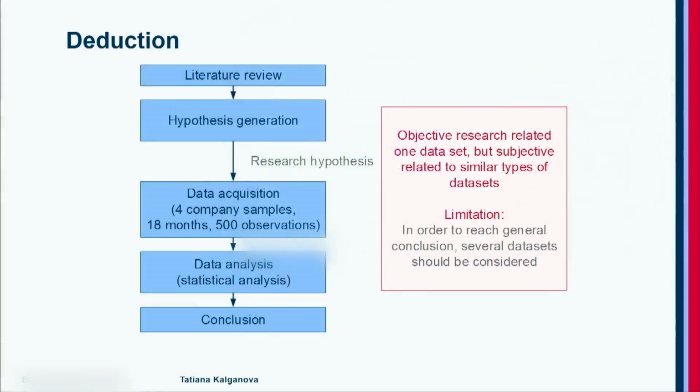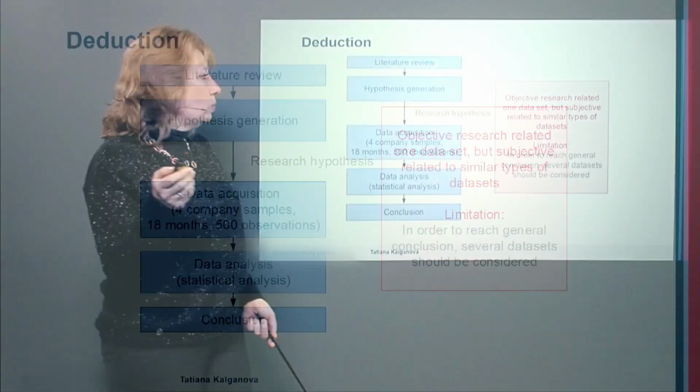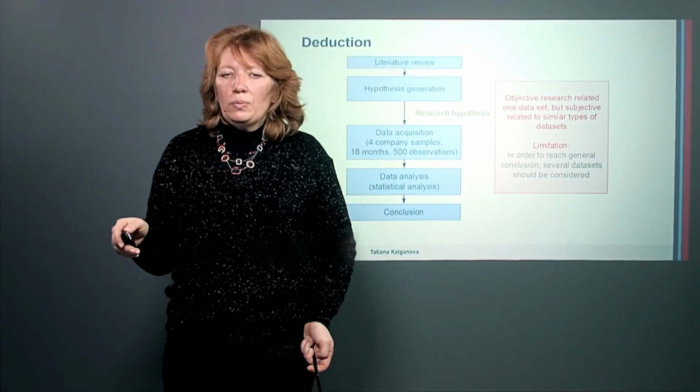Let's have a look at another example of our deduction process. Let's assume that the literature review doesn't have any problems, it has been properly reviewed and it was objective. We have hypothesis generation, which generates a number of research hypotheses. We have data acquisition. We have 4 company samples, 18 months, 500 observations, and we were using statistical analysis. Looking at all this, we can say, for example, that our research model can be related to one data set only, but is applicable to similar types of data sets.